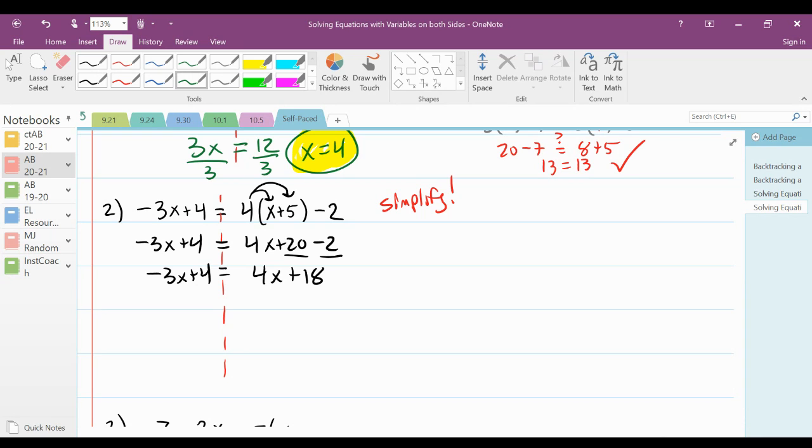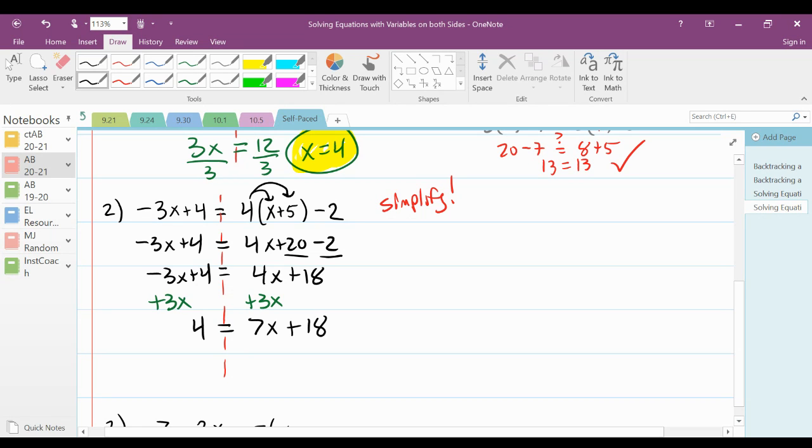All right, so I've got this balanced equation. I want to get all my x's on one side. I've got -3 of them on the left, 4 of them on the right. I could subtract 4 x's to bring them all over here, but then they would be negative. So instead, why don't I add 3 x's to both sides? This will get rid of them on the left side, and I'll only be left with a 4 there. And then on the right side, I now have 7x plus 18.